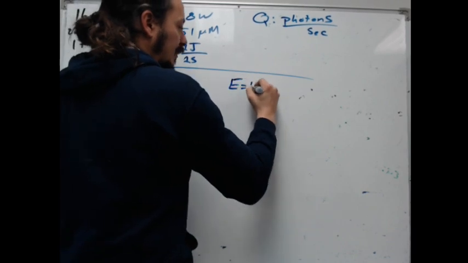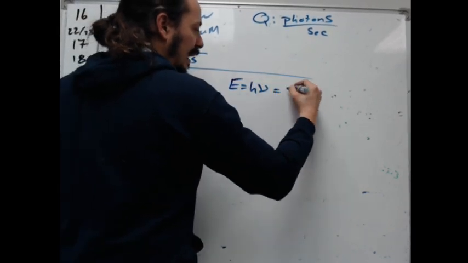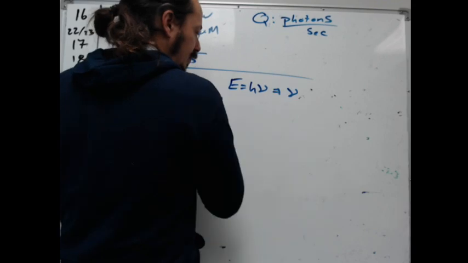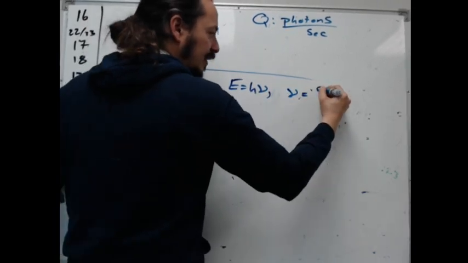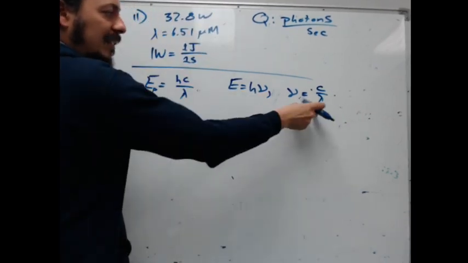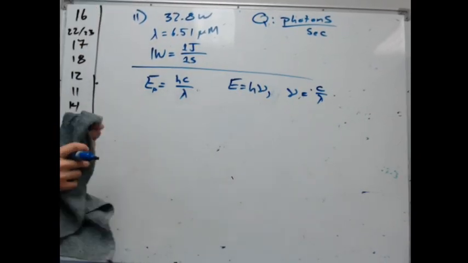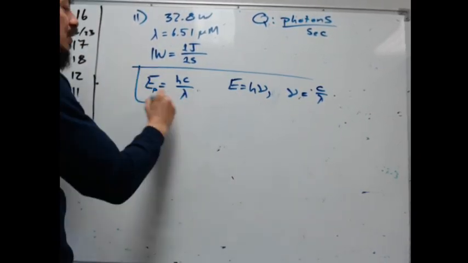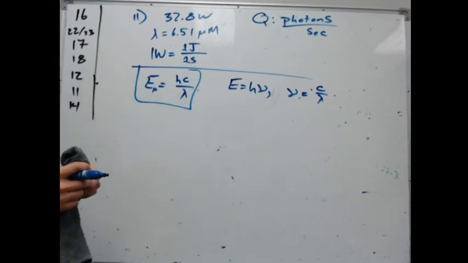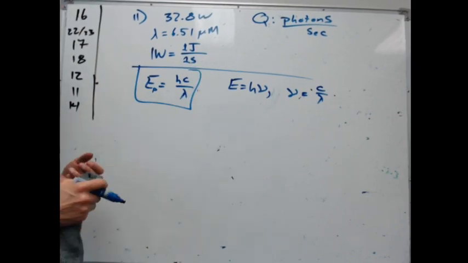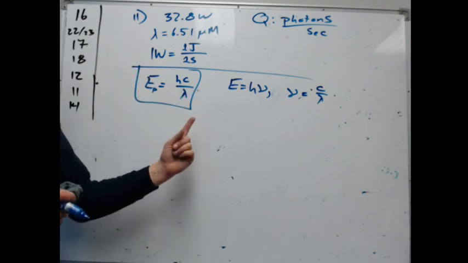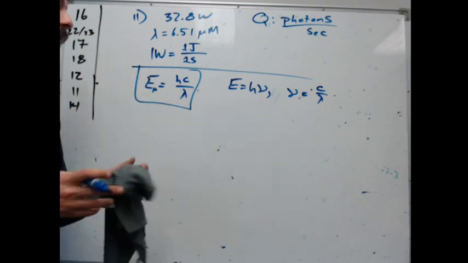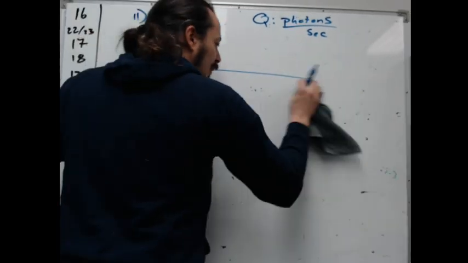This is a combination of two things: E equals h nu, and nu equals c over lambda. I plug c over lambda in there, and I get E equals hc over lambda. This is the equation we're most likely to use in this class, because most of the problems will be about the energy of the photon related to wavelength, not frequency. So this is the equation that we're going to use.